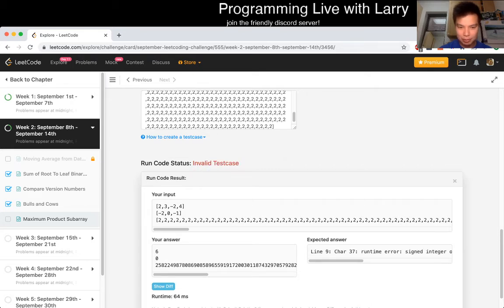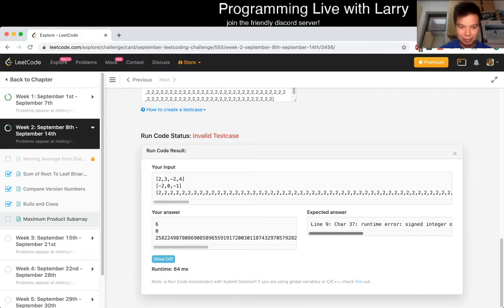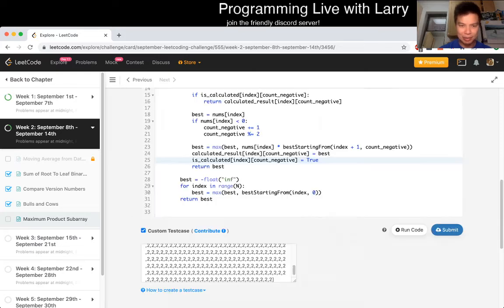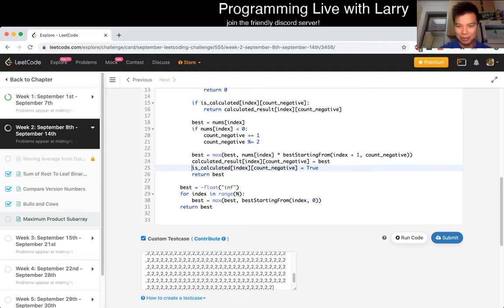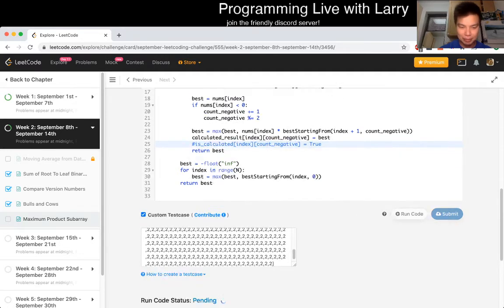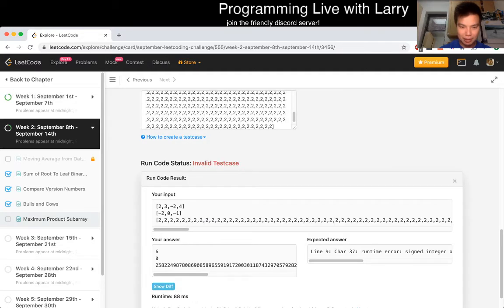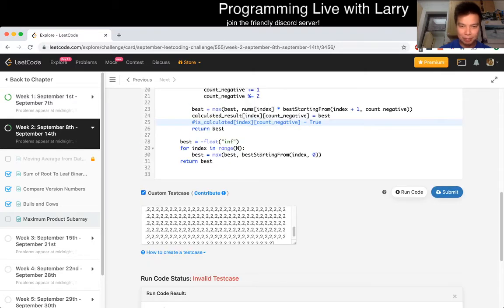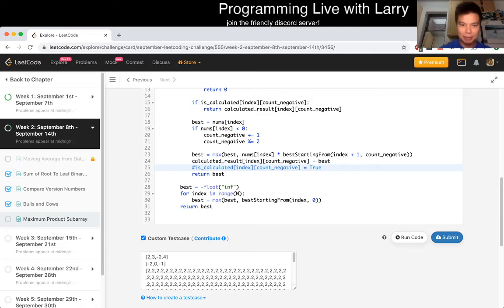Ooh. Oh yeah, we overflow. Whoops. So we see that this is okay. This is in my test case, but we see that it takes 64 milliseconds. I don't know if this is actually going to work, but you see that it's a lot slower. But yeah, let's submit this.